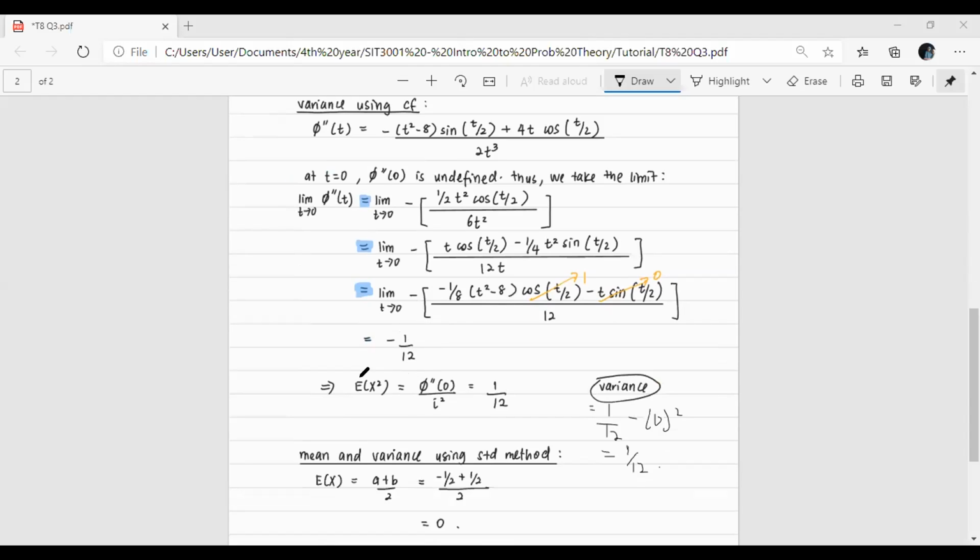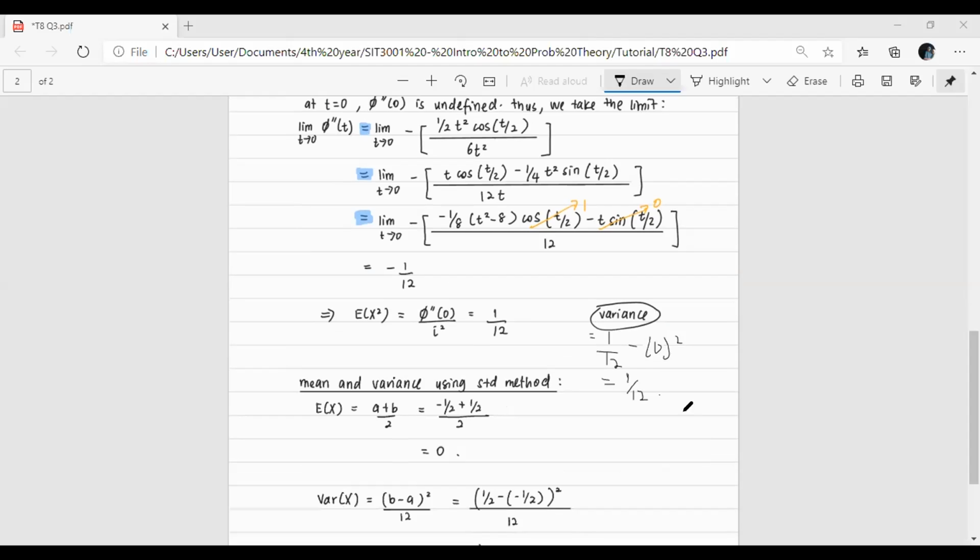So our expected value of X squared equals phi double prime 0 over i squared, which equals 1 over 12. To obtain the variance, I forgot to write here, the variance is E[X squared] minus the square of the mean. Here our E[X squared] is 1 over 12 and our mean is 0, so our variance is 1 over 12.